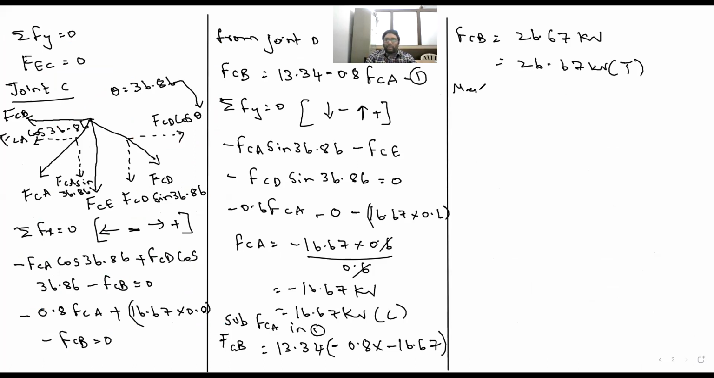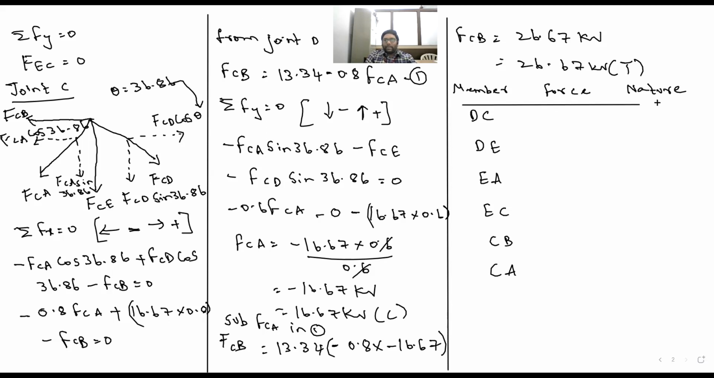So member, force, nature. Correct. What are all the members? DC, DE, EA, EC. Lastly, CB, CA. So this is force in kilonewton.